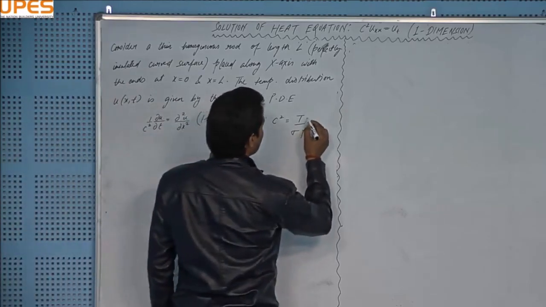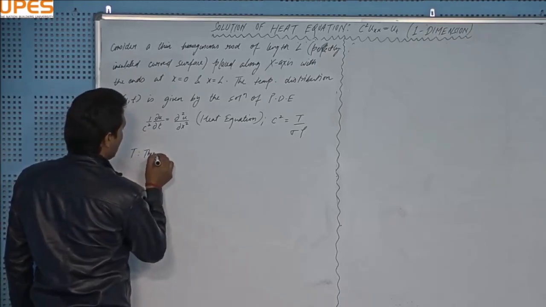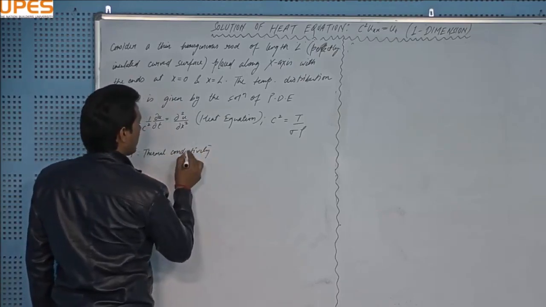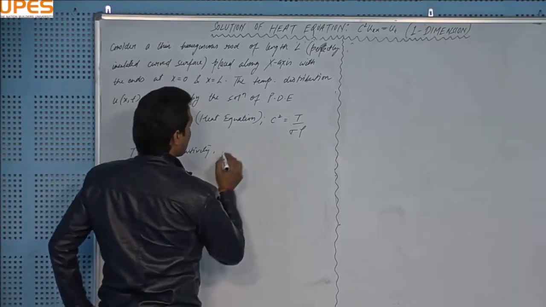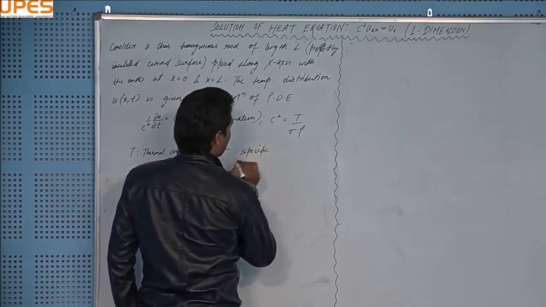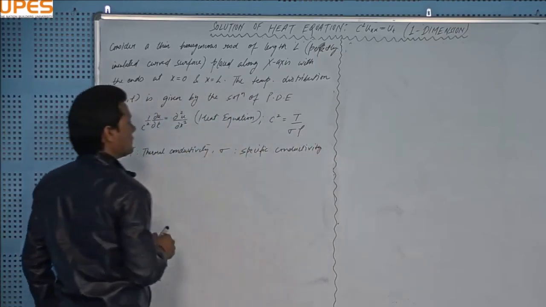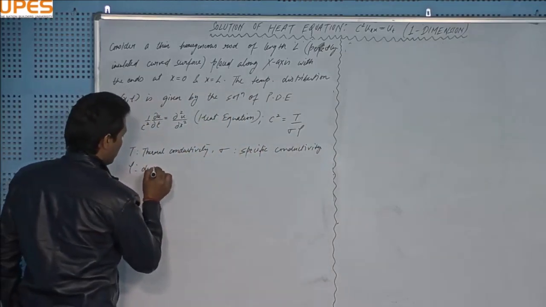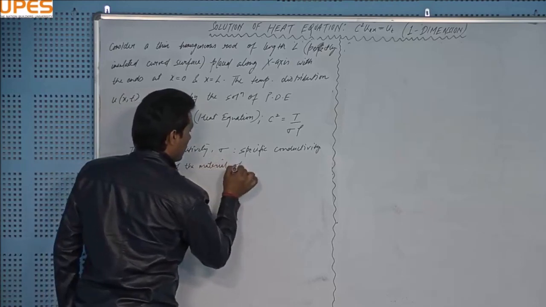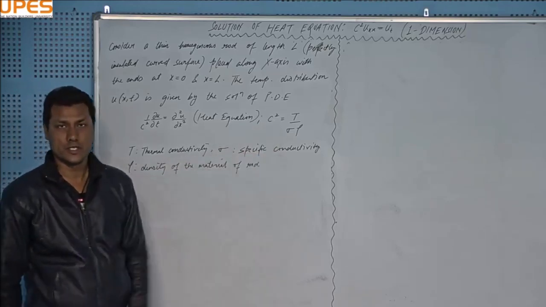Where K is called thermal conductivity, and sigma stands for specific heat, and rho is the density of the material of the rod, right? And that ratio is taken as c square because that is positive, right?